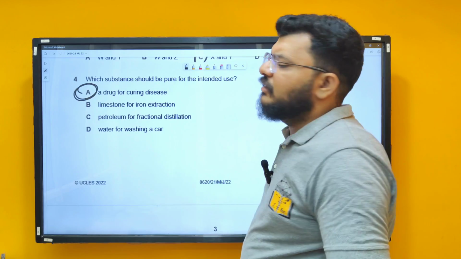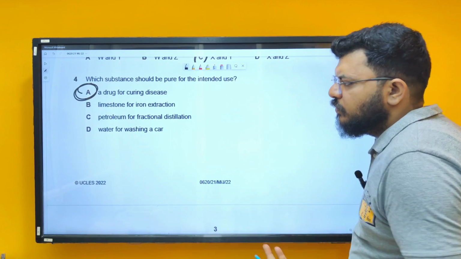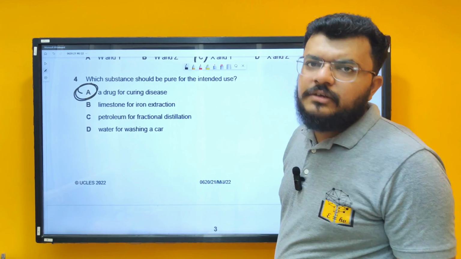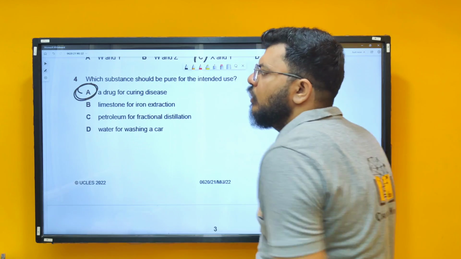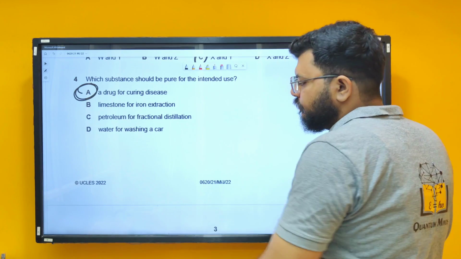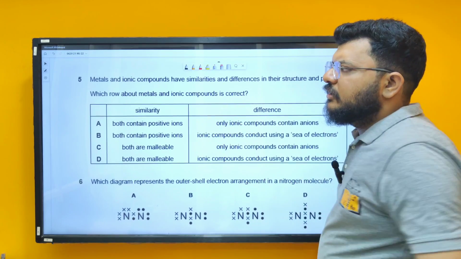Limestone may contain sand as an impurity. Petroleum itself is a mixture, so it's not pure. Water for washing a car, you can take tap water, which is not pure water, and still you can wash a car. So option A is your correct answer.